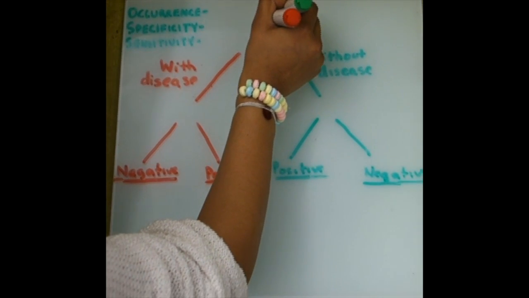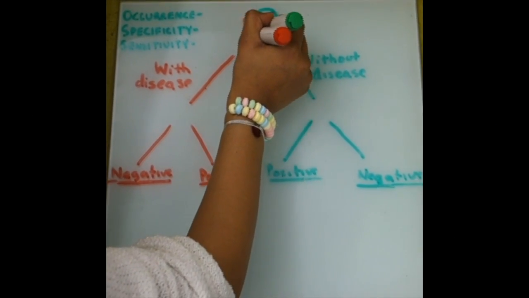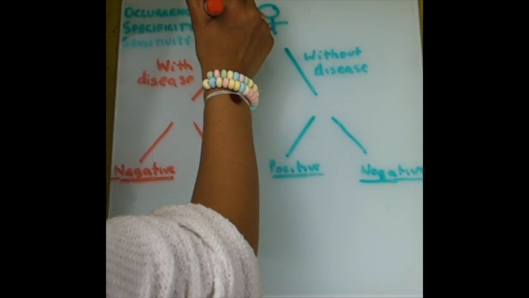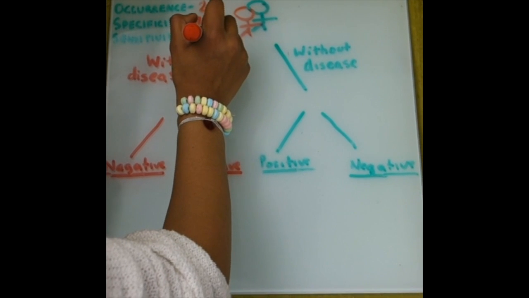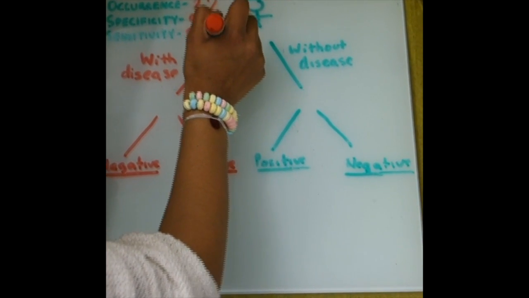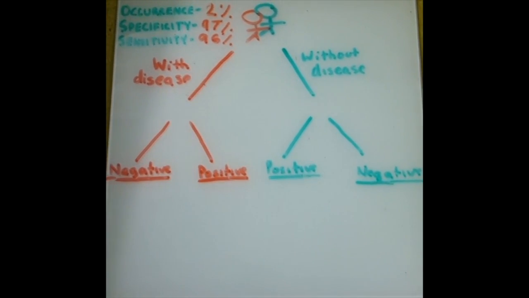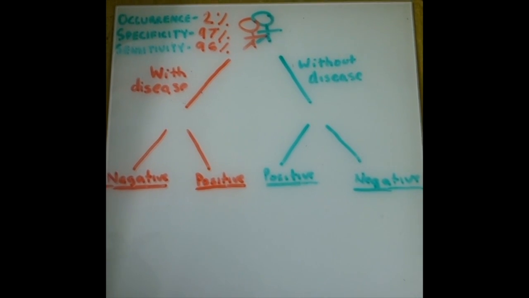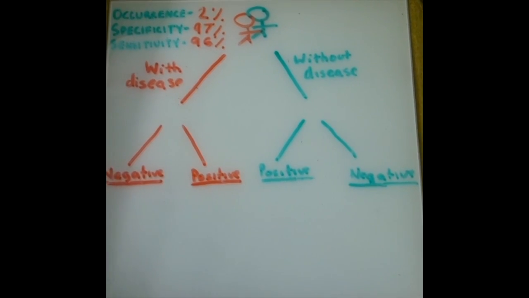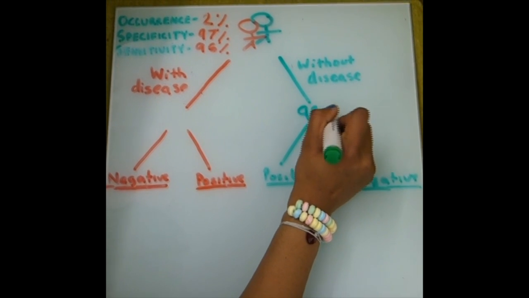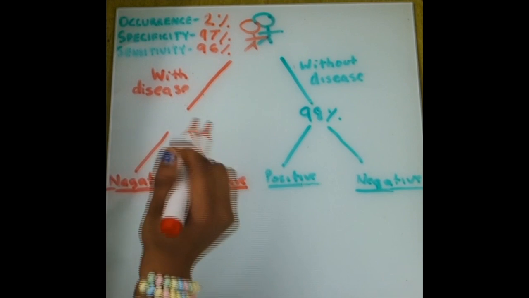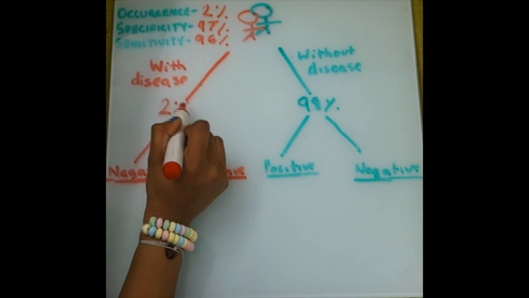For example, imagine only 2% of the population has a disease. The specificity of the test is 97%, and the sensitivity is 96%. This test seems to be incredibly reliable, right? We'll see if it actually is. First, we need to look at the population as a whole. There'll be people with the disease and people without. 98% of people don't have the disease, and 2% do.